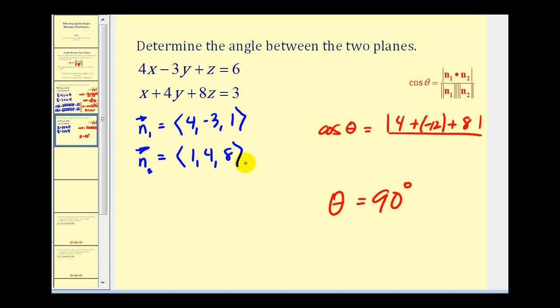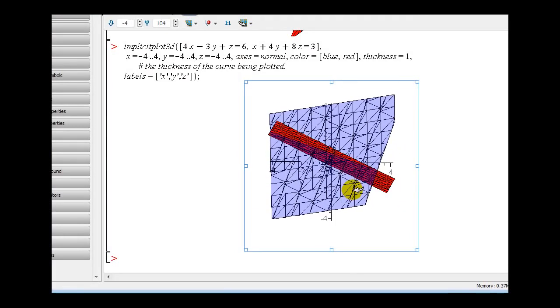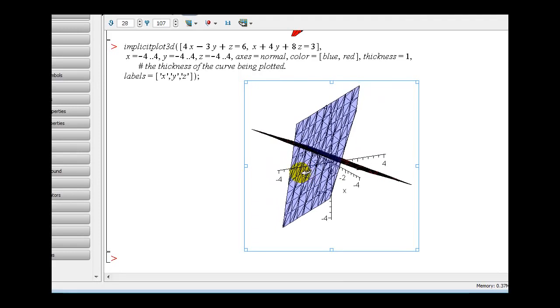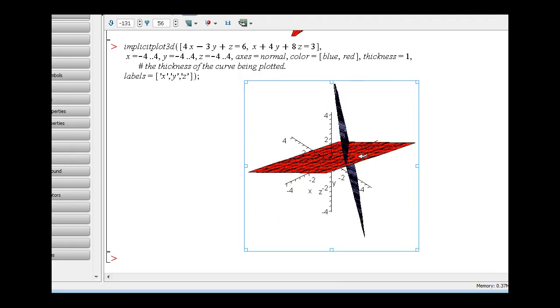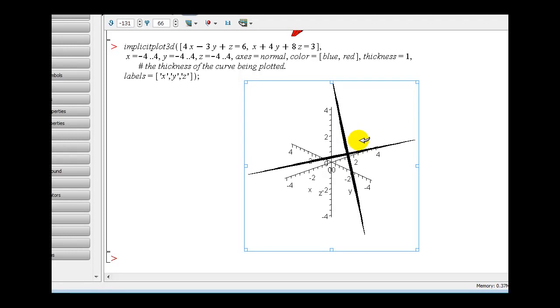Again, let's go ahead and verify this with a graph. Here's the graph of those two planes. Again, if we angle this correctly, we should be able to identify the angle between those two planes as a right angle. It's a little bit hard to do, but you can see here that those planes do intersect, and it looks like it would be a 90-degree angle. So these two planes are perpendicular.